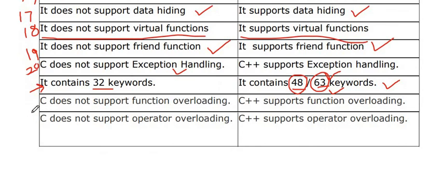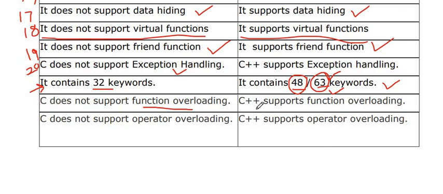Now let us see the next difference. C does not support function overloading. C++ supports function overloading. I will explain what is function overloading in the second unit. C does not support operator overloading. C++ supports operator overloading. I will explain what is operator overloading in the fourth unit.